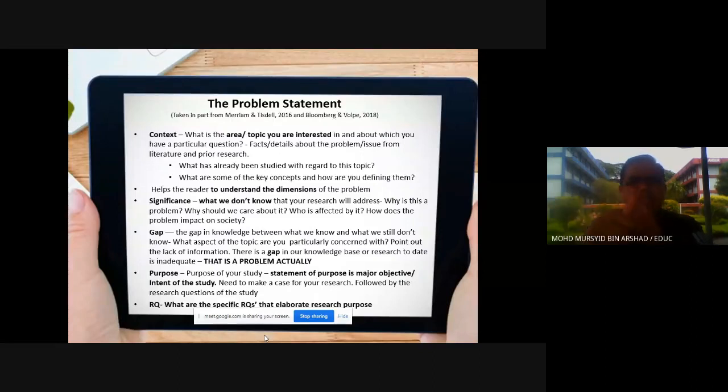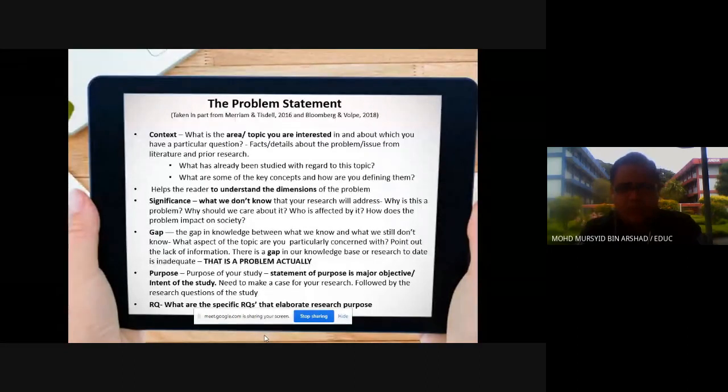So now we discuss context first. All right. Are you ready? Okay, the context is talking about the area, the topic that you're interested in. So meaning that you bring back the last issues that you highlighted in the background of study to be the first part in the problem statement. But it's more critical. All right, you can improve your writing. You can put in the facts and details from the literature review or from past research.